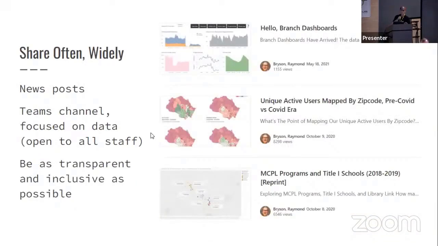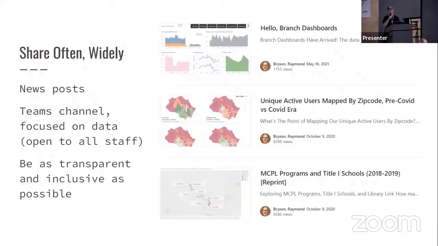Okay, so share often and widely. All y'all will have different ways of getting out information to your staff. We use news posts, which are kind of like blog posts. An example here, it's kind of washed out on the screen up there, but if you're following along, we shared a couple things, like unique active users mapped by zip code pre-COVID versus COVID is by far the most popular thing. So staff eat that up. They take these images and then they go off to other ALA or other conferences and use it. And it's beneficial to them, it's beneficial to us, and everybody has a better understanding.